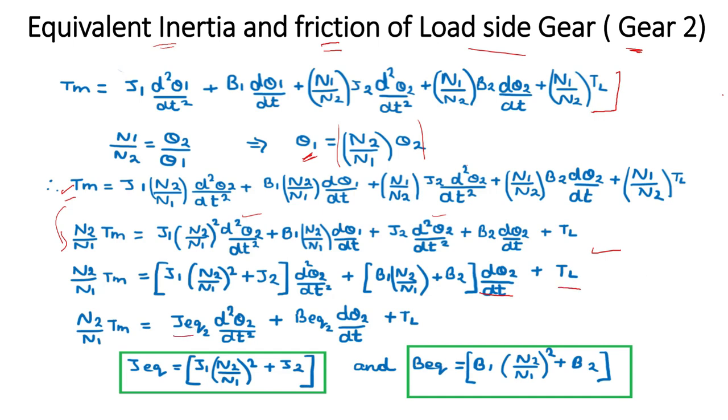So we get this. Now the J equivalent, meaning inertia equivalent of load side or gear 2, is equal to J1 N2 upon N1 whole square plus J2, and B equivalent is equal to B1 N2 upon N1 whole square plus B2. And this is similar to transformers. How? When we write equivalent impedance with respect to secondary, we write Z primary into N2 upon N1 whole square plus Z secondary, or impedance of secondary. So now you can see that these two things are quite similar.